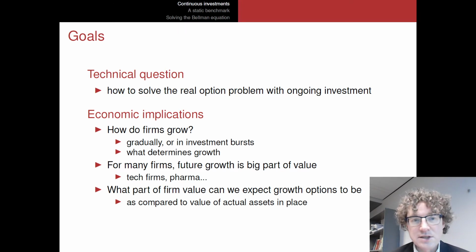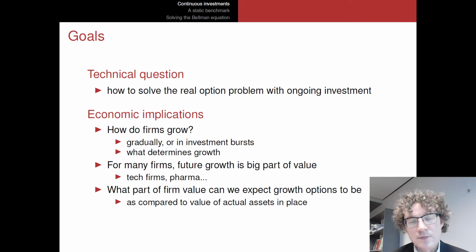So the second question that we want to have a look at is the economic implications. And that basically asks, so how do firms grow in practice? Would firms indeed grow by smoothly keeping on adding capacity all the time, or are there some periods in which there is no investment, and then perhaps again short periods in which this firm grows perhaps at a higher pace? So, or in other words, what determines this growth, or when does the firm add capacity?